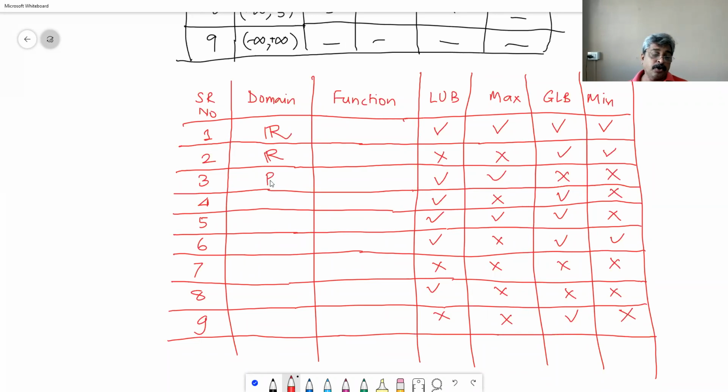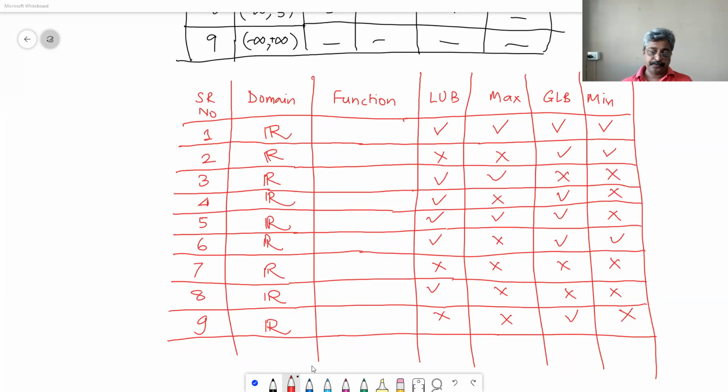Okay, every time your domain is real numbers. You are supposed to get me one or two functions which will satisfy these requirements of LUB, GLB, minimum, maximum. I give you 5-10 minutes. Search for functions. LUB, you have maximum, you have GLB, and you have minimum.